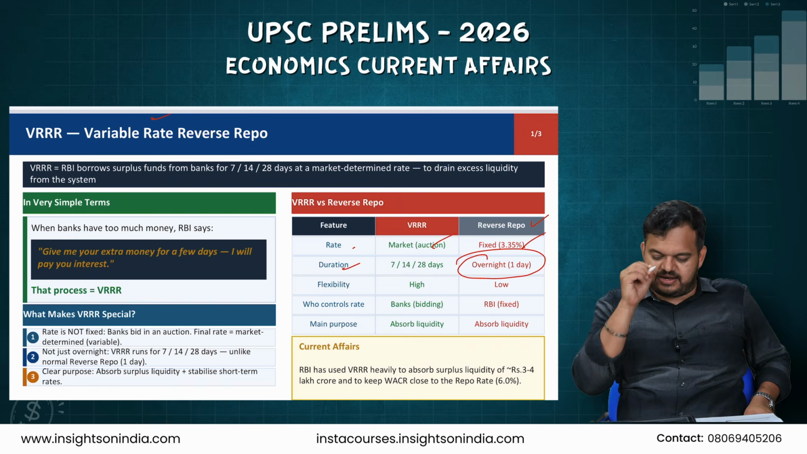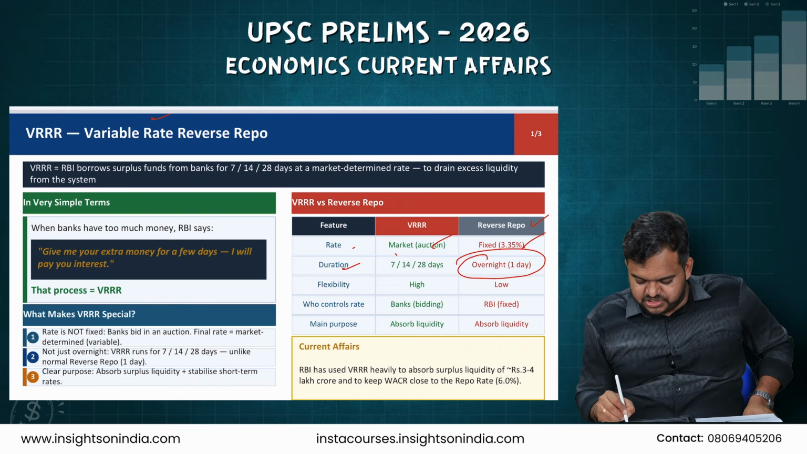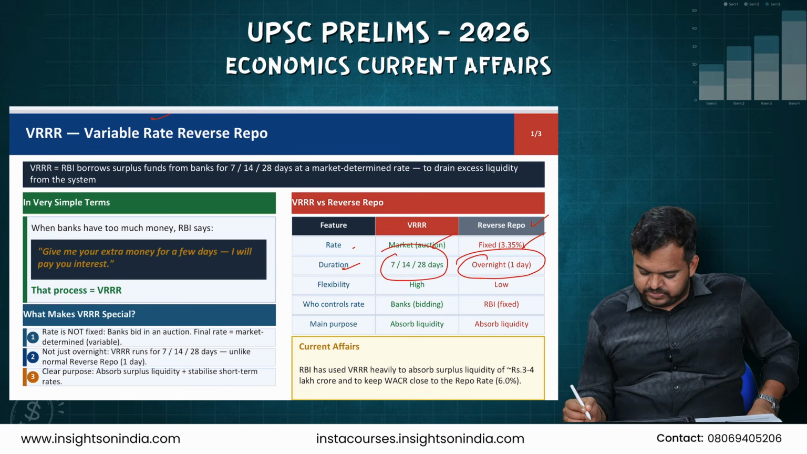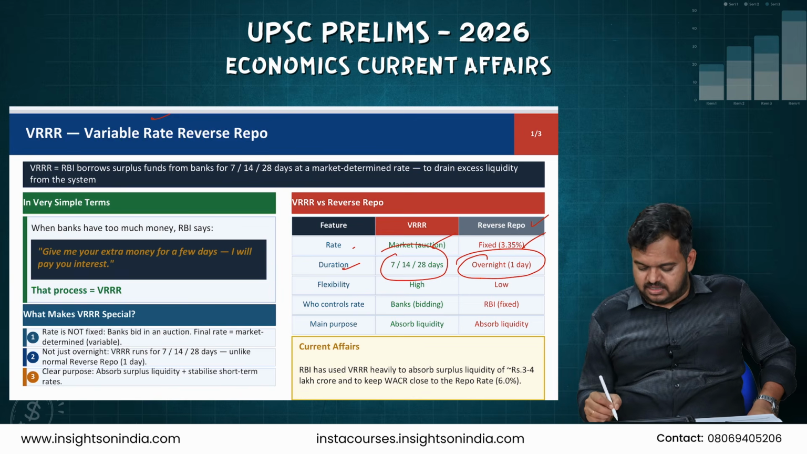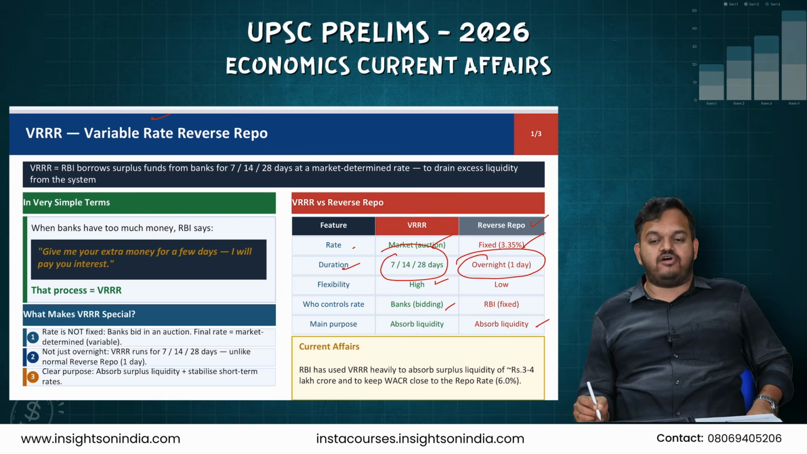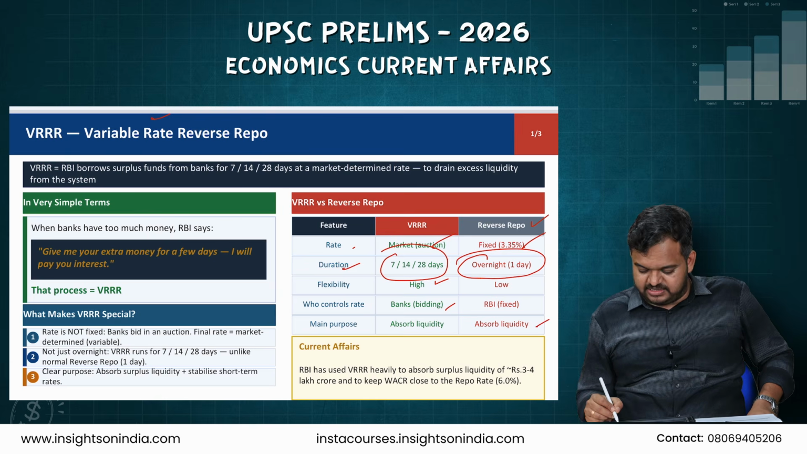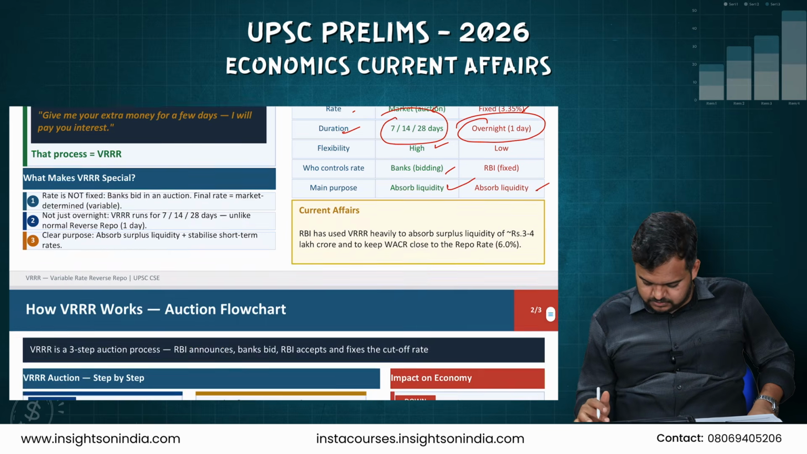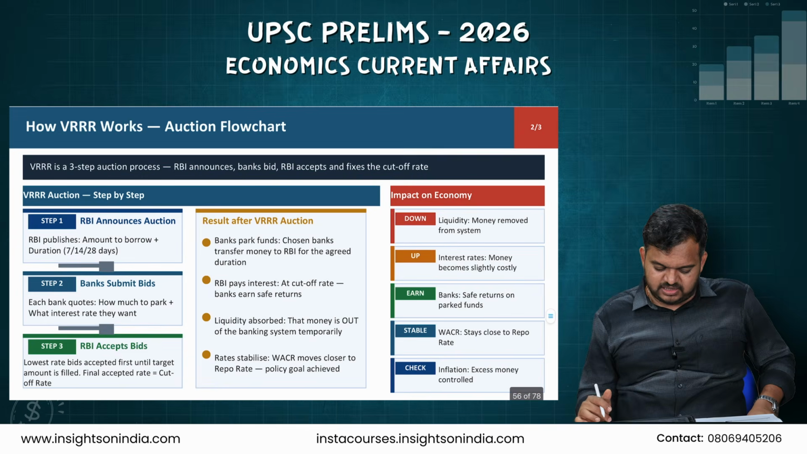But for variable rate reverse repo, the duration can be 7, 14 or 28 days based on RBI's call. VRRR has high flexibility. Who controls? Banks control. The reason is the same for both: repo rate and reverse repo are also for absorbing liquidity. VRRR is also to absorb the liquidity. That's about VRRR. How VRRR works, we just discussed.